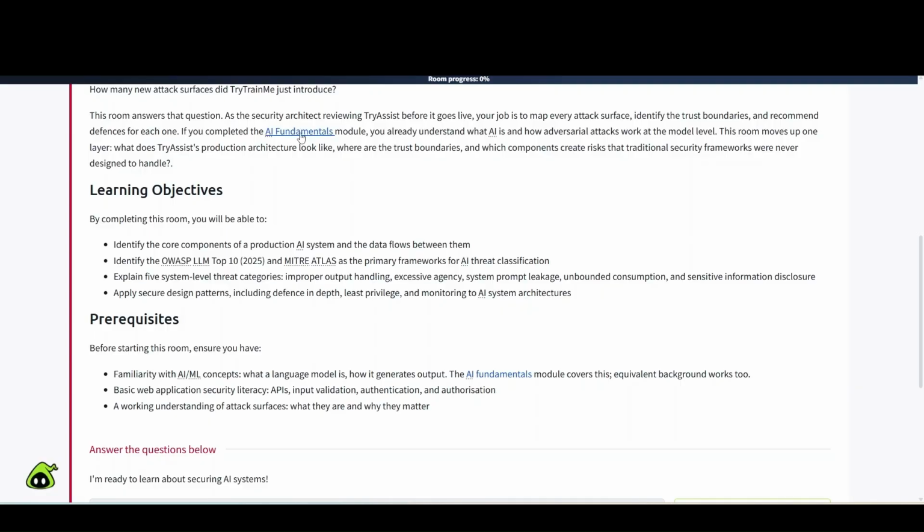If you completed the AI fundamentals module, you already understand what AI is and how adversarial attacks work at the model level. This room moves up one layer. What does TryAssist's production architecture look like? Where are the trust boundaries, and which components create risk that traditional security frameworks were never designed to handle?